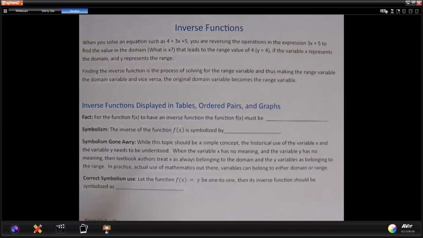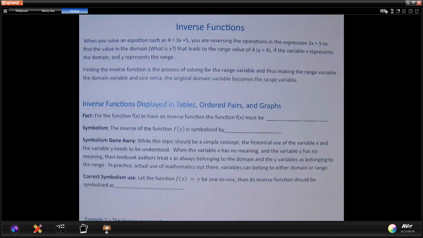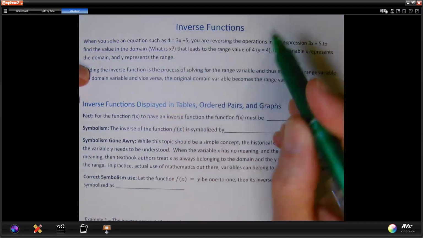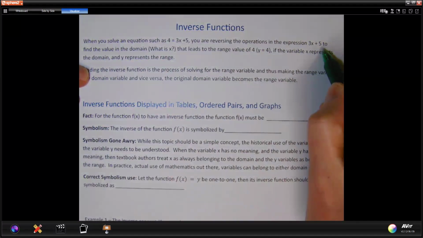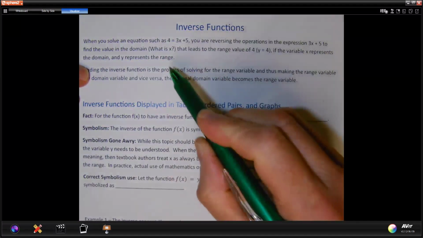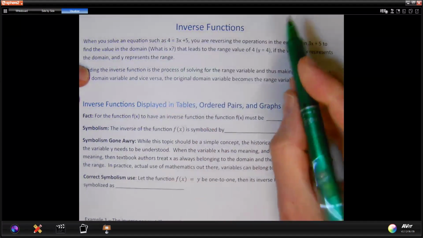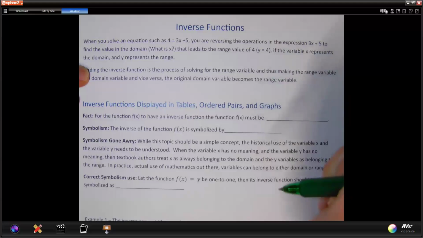Okay, we're going to look now at inverse functions. Now remember, when you solve an equation such as, for example, 4 equals 3x plus 5, you're reversing the operations in the equation 3x plus 5 to find the value in the domain. And the question is, what is x? That leads us to the range value of 4, or y equals 4.